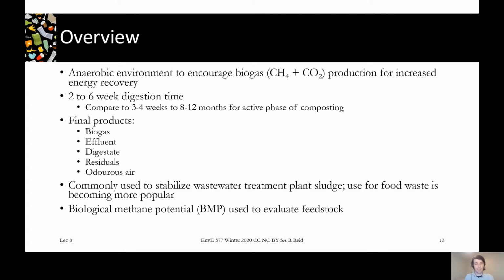AD has been used for wastewater sludge for a really long time. A lot of plants have sludge ADs. For food waste, it's a much more recent thing, and we'll often mix them together in an approach called co-digestion, which we'll talk about. And just harkening back to the first week, the BMP, so that potential of organic waste to produce methane, is a really important metric in AD because it tells us how much methane we can anticipate producing through the process.